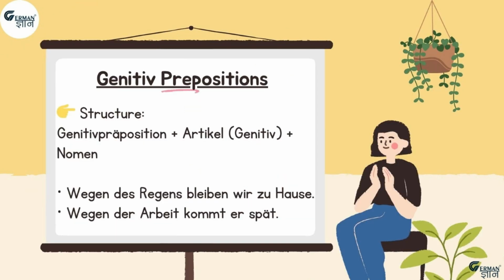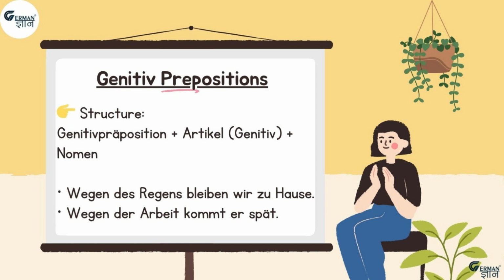The next sentence structure is of Genitive preposition. It means when we use Genitive preposition in a sentence, then after that we have to use a Genitive article or pronoun. So the structure is, first we write Genitive preposition, then we write article or pronoun in Genitive case, and after that we write noun. For example, wegen des Regens bleiben wir zu Hause.